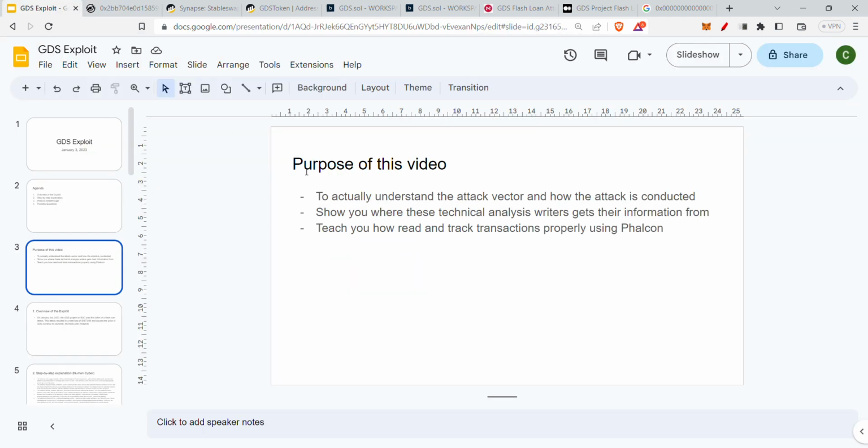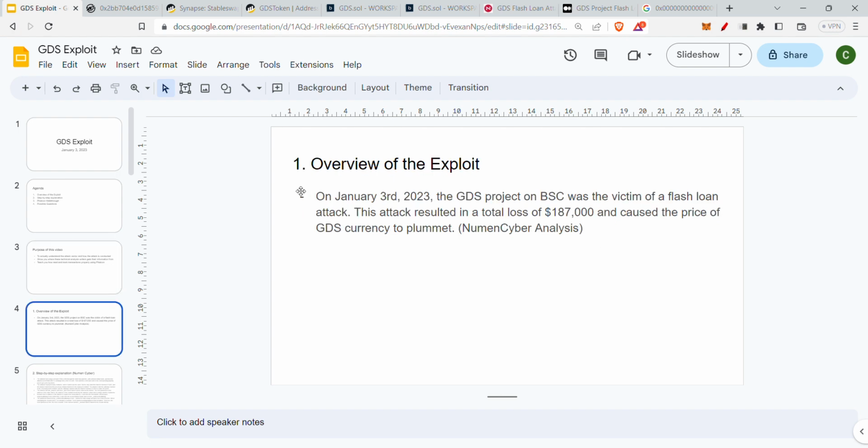Okay, the purpose of this video is to actually understand the attack vector and how the attack is conducted. It also shows you where these technical analysis writers get their information from. Lastly is to teach you how to read and track transactions properly using Phalcon.